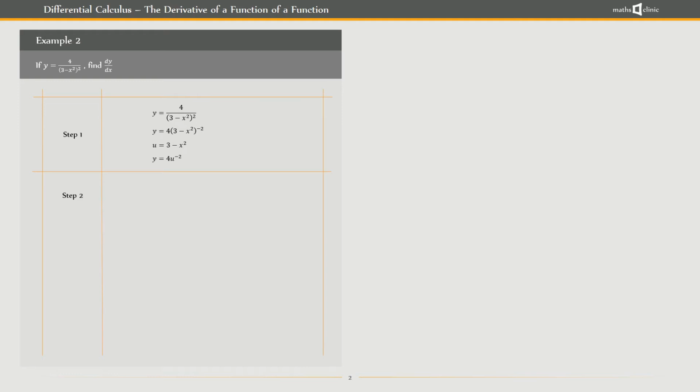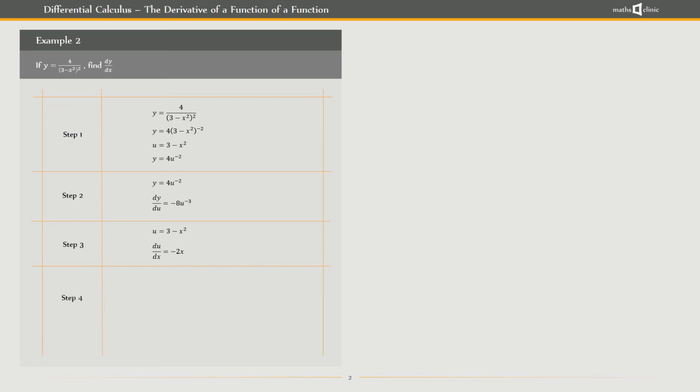Now step 2, we're going to differentiate y with respect to u. We have y equals 4u to the power of minus 2, so dy/du is minus 8u to the power of minus 3. Next, we want to differentiate u with respect to x. We have that u equals 3 minus x squared. If you differentiate 3, you'd have 0, so we can do away with that. And if you differentiate minus x squared, you would have minus 2x.